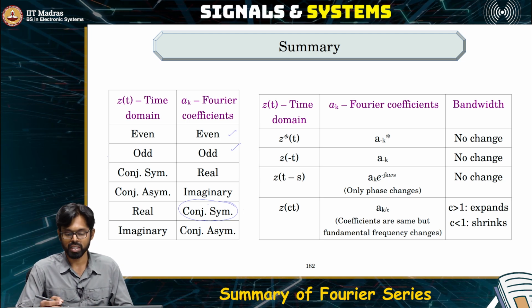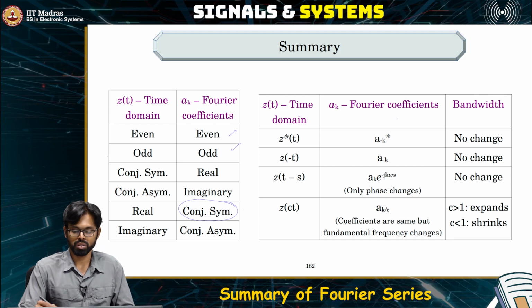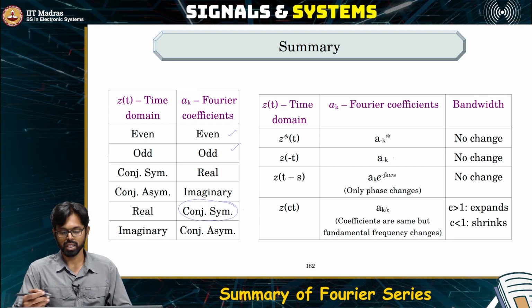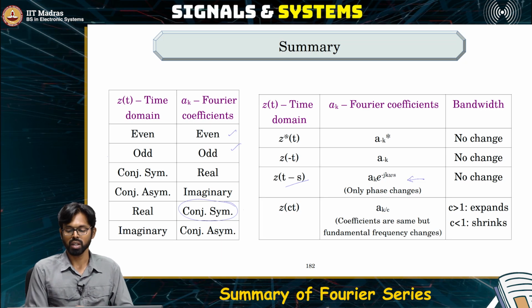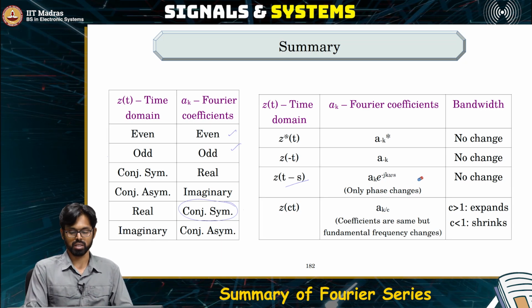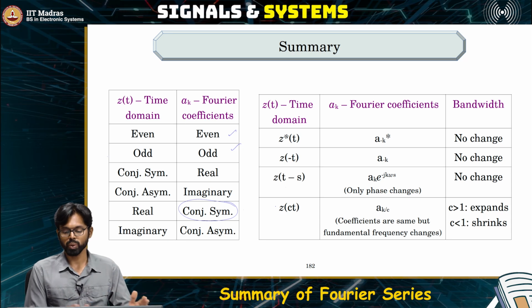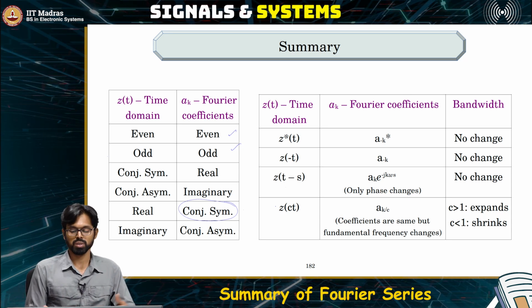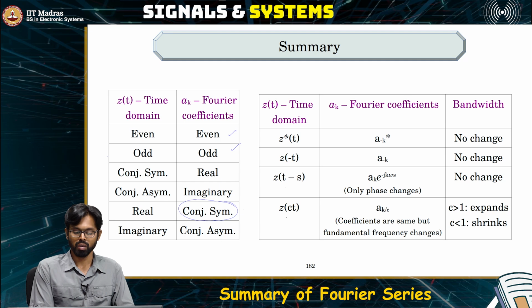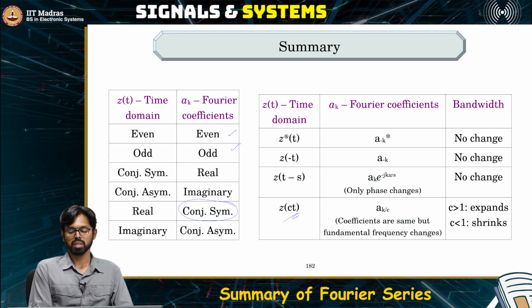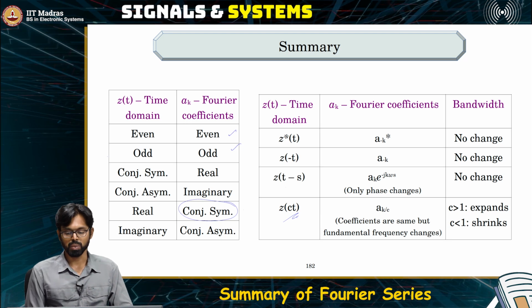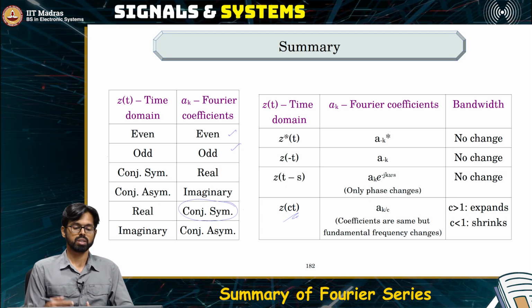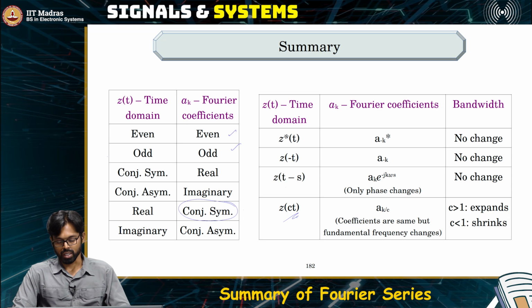And if you modify something in time, of course, the Fourier series coefficients will change accordingly. For example, time shift becomes only a phase shift. The frequency components do not change, right? Because you are just moving in time, periodicity does not change, so frequency also does not change. Whereas scaling in time changes the frequency components that are present. Then we saw what happens to the bandwidth and so on. So this concludes Fourier series.